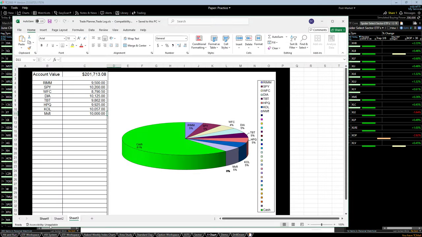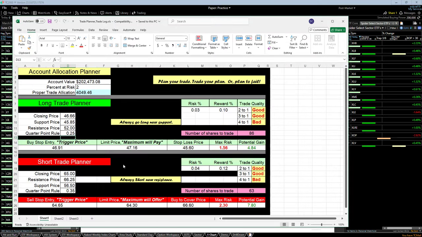The members of Right Way Options can access this and then make it whatever they want. And this was just a simple calculator that did the exact same thing. I use a little bit different terminology these days. What was the closing price? What was the support price? That's the stop. Underneath that is the stop.